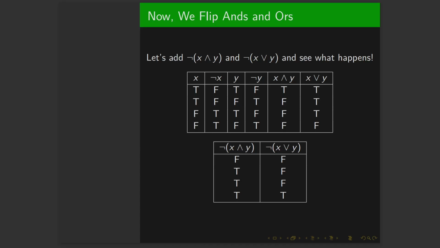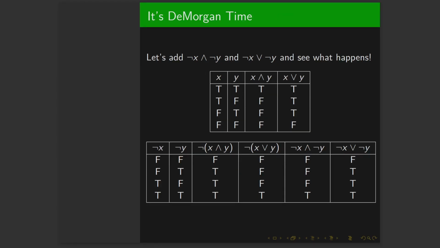And now finally, we're going to add our not x and not y's and not x or not y's. If you have not x and not y, well, if not x is false and not y is false, then that's false. If not x is false and not y is true, well, both of them aren't true yet, so that's false. So you need not x to be true and not y to be true, which means you need x and y to be false. And then only then is not x and not y true. And the same thing happens for the or.